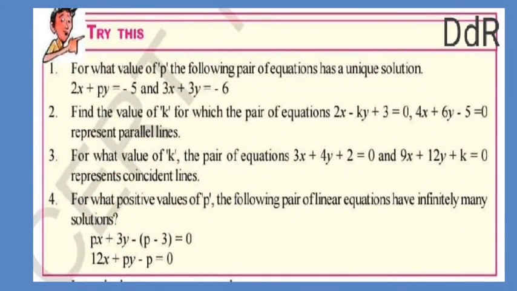The first question is, for what value of p does the following pair of equations have a unique solution? 2x plus py equals minus 5 and 3x plus 3y equals minus 6. So observe the question carefully. For what value of p do the given two equations have a unique solution? That is the question.